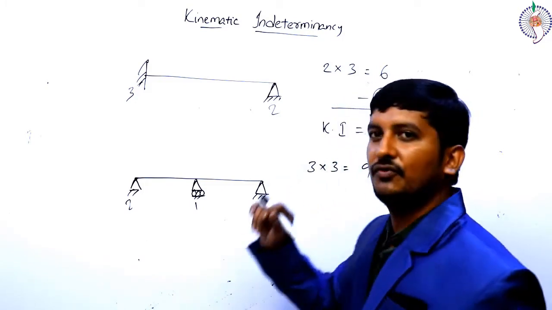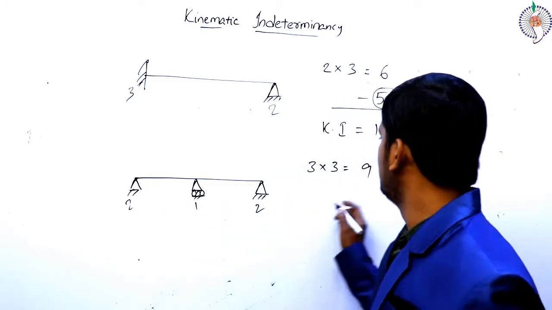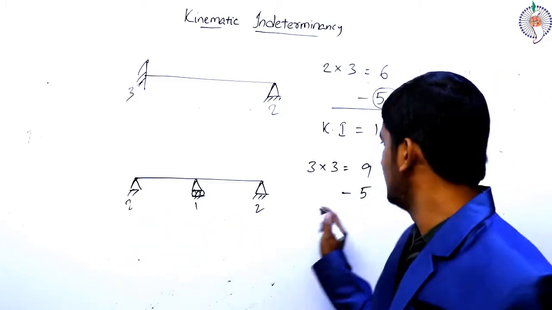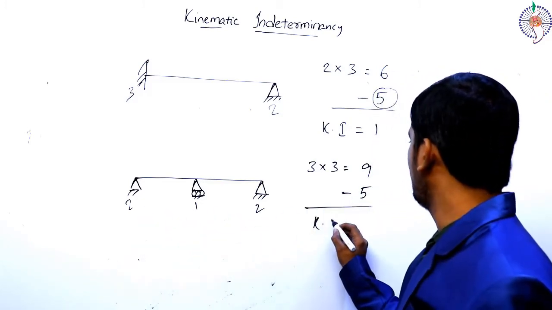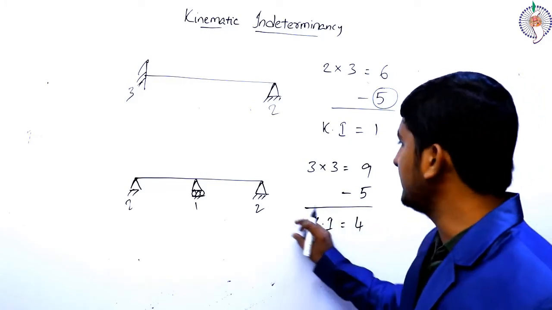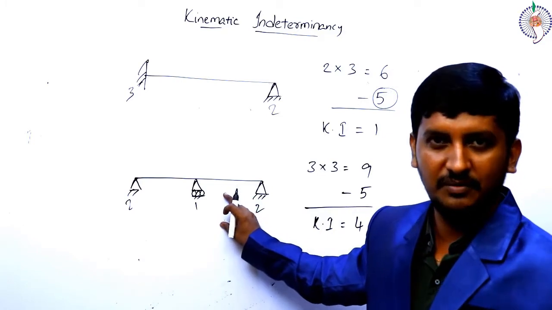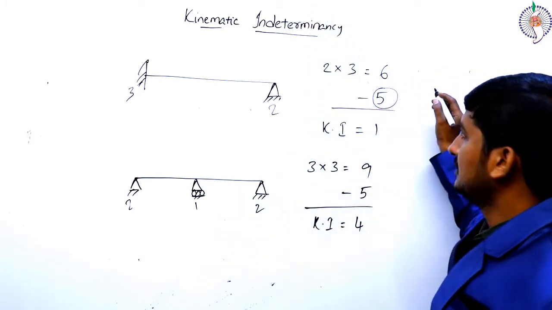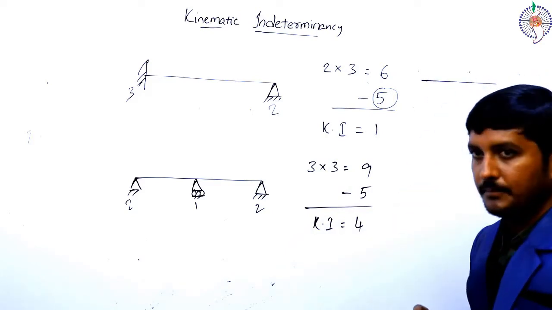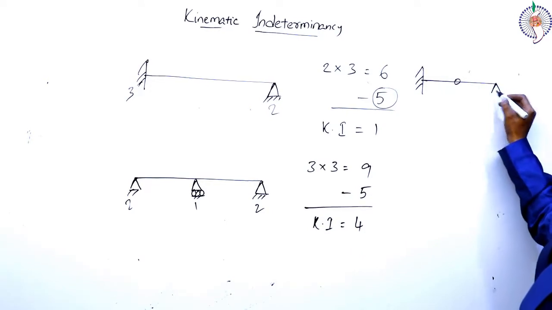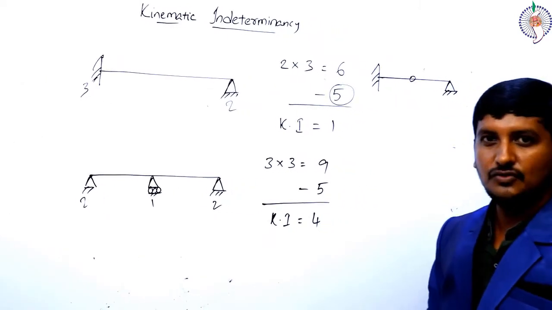In that 9 degrees of freedom, we have lost 5 degrees of freedom. 2 plus 2 plus 1. So, we are left with only 4 degrees of freedom. That is the kinematic indeterminacy of this beam. Understand, students? Right. Follow with me. Some more examples. You just try it out.